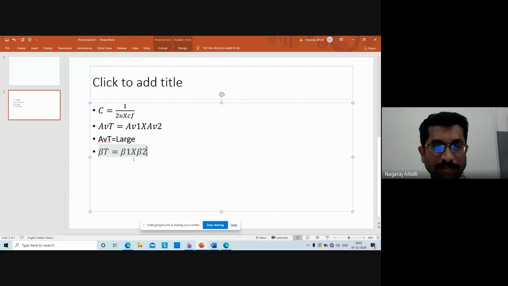So beta 1 is the current gain for the first transistor and beta 2 is the current gain for the second transistor. If we multiply the current gain of the first transistor and the current gain of the second transistor, then we get the total current gain.